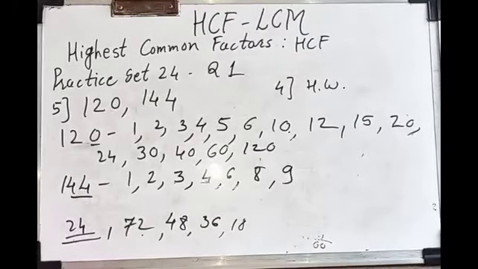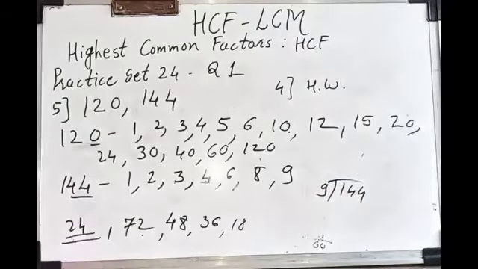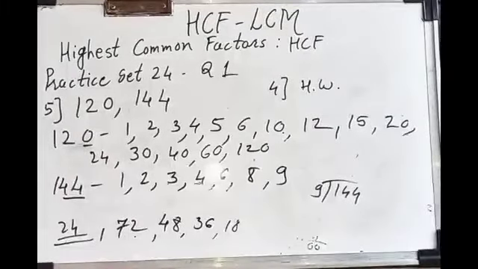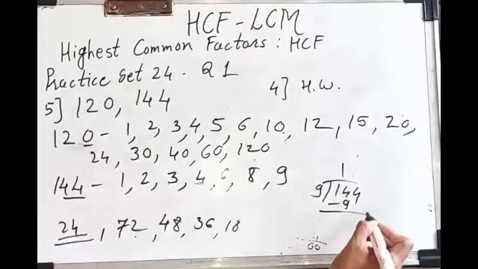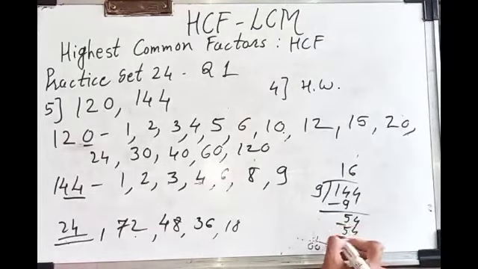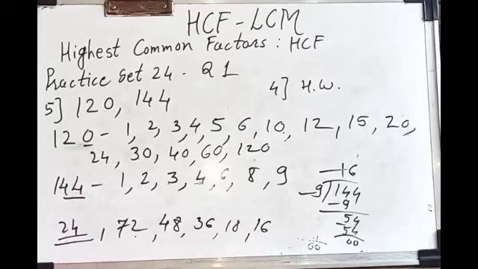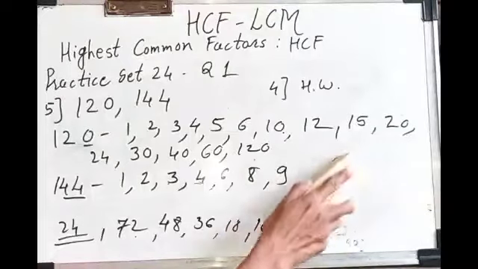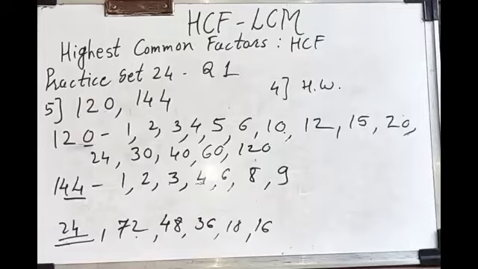So let me actually divide this by 9. 144 divided by 9, let us divide. 9 ones are 9, 9 sixes are 54. So see, 9 and 16 will also be factors of 144. See this trick, I have told you how to find the bigger factors of this 3-digit number.